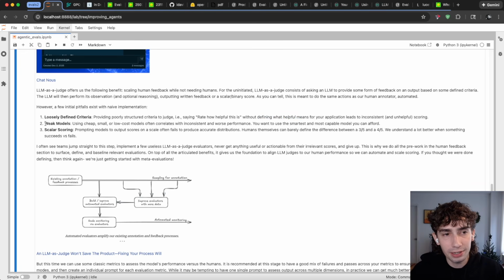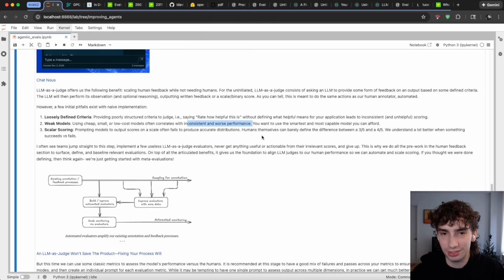Our second point here is that for most LLM judges, we want to use a very powerful language model. Essentially, the most powerful and intelligent model that we can use that's within our allocated budget. While you may be looking at cost optimizations and using smaller or more cost-efficient models in your application, this is not the time to be doing that. I've seen commonly that cheap, small, or low-cost models often correlate with inconsistent or worse performance on actually being able to judge things.